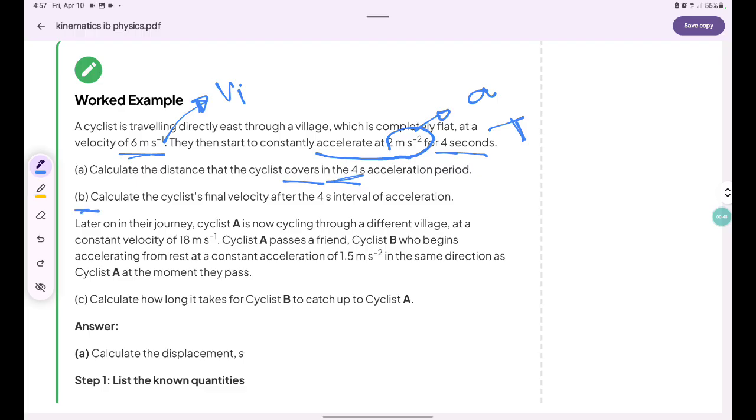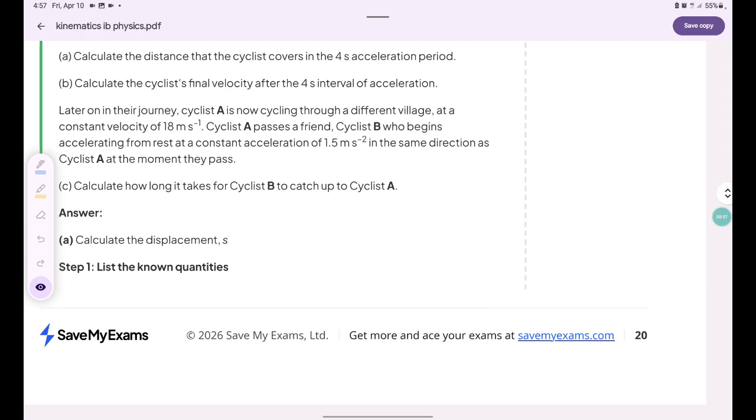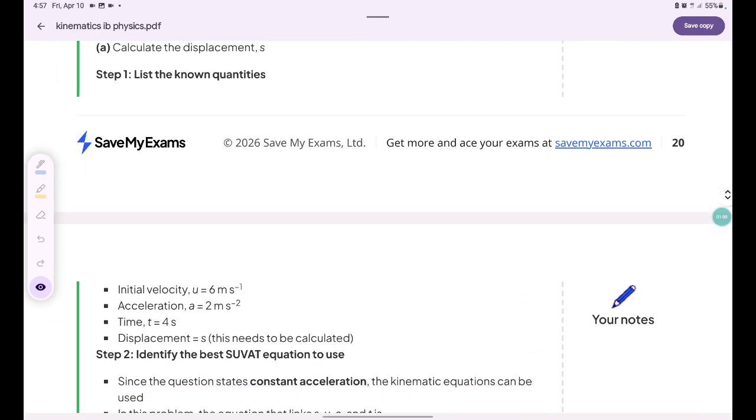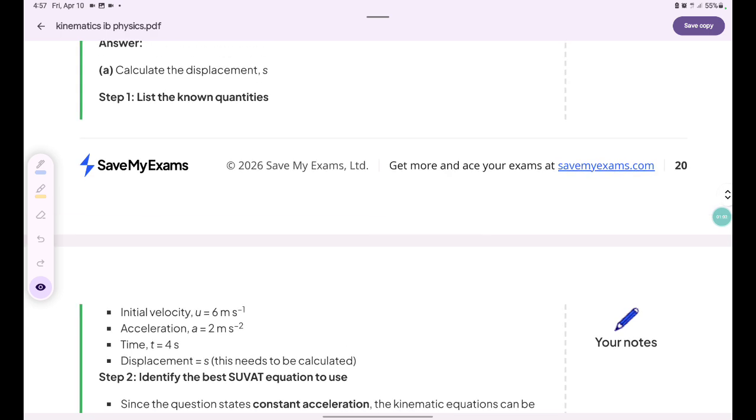Part B, we are asked to calculate the cyclist's final velocity Vf. So first of all, we are going to list the known quantities. Initial velocity is 6 meters per second. Acceleration A is 2 meters per second squared, time T. Displacement and the final velocity need to be calculated.